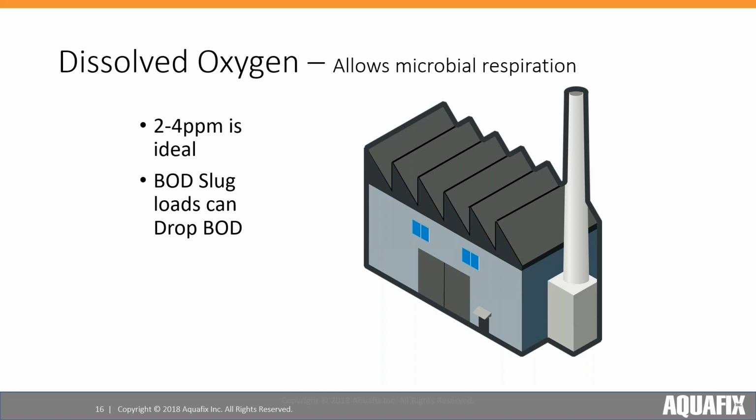Some plants are able to do well at lower than 2 to 4 parts per million, but that's not always the case in the aerobic system. Those conditions might have been averaged overall for, say, systems that are using denitrification or enhanced biological phosphorus removal, where you do need that lower DO level initially. But generally, that then goes into an aerobic system, and it's still ideal to have 2 to 4 ppm of dissolved oxygen for your aerobic basin.